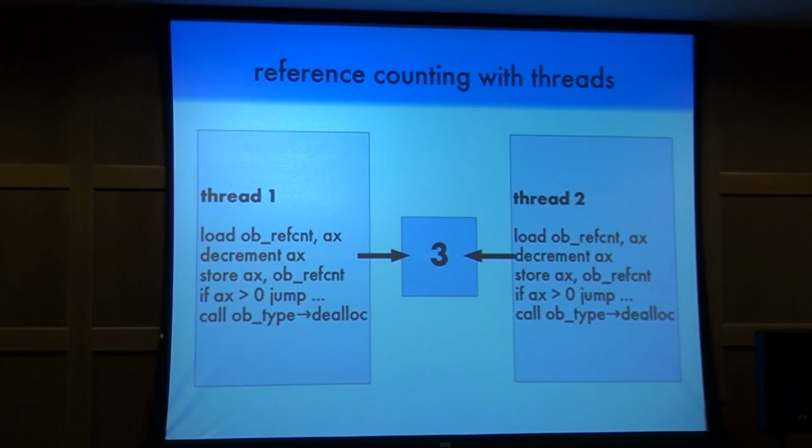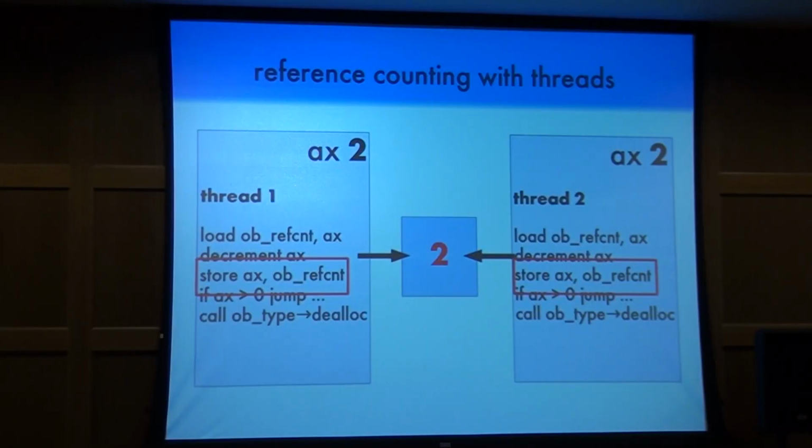And all we need to do in order to make it fail is execute these statements in a slightly different order. This is what we call a race condition. So the first thread comes along and says, let's load the reference count into AX. Boom, AX is now 3. Thread 2 does it at almost the same time. And thread 2 now has an AX that is also set to 3. Thread 1 says, let's decrement. So does thread 2. Thread 1 says, let's store AX. So does thread 2.